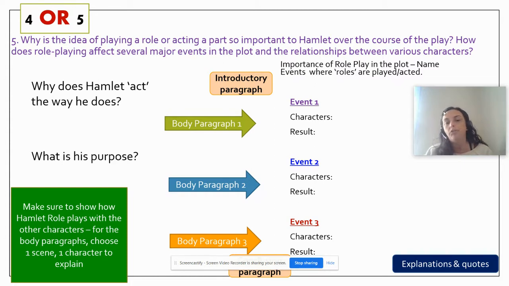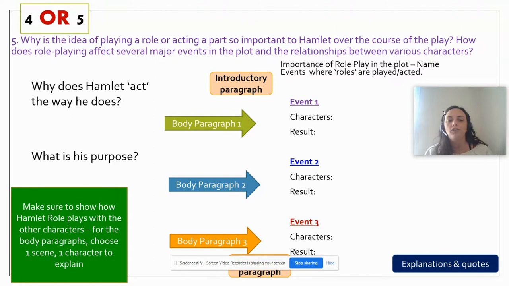So you'll do an introductory paragraph that tells us a little bit about Hamlet and role playing. And then the 3 events will be body paragraphs, which include quotes from the event and an explanation of Hamlet and role playing and how it has to do with what's happening in the play, how it affects the action.